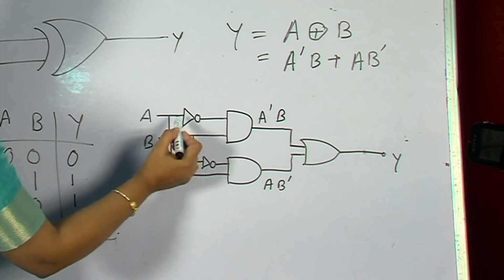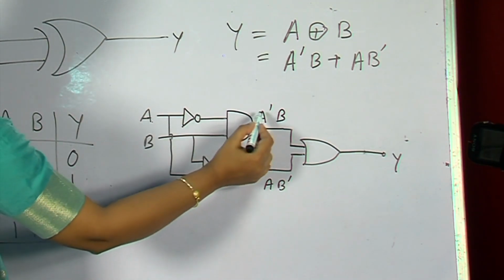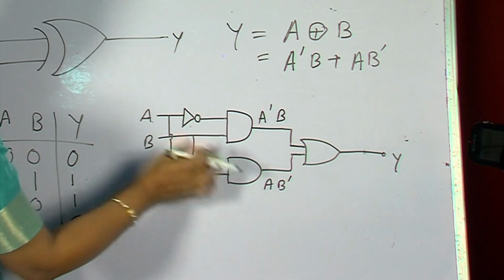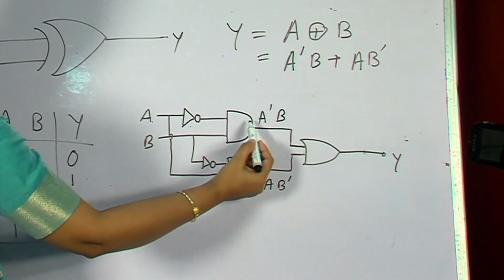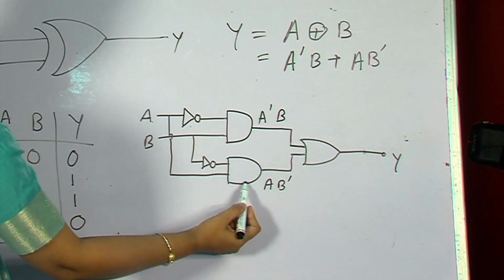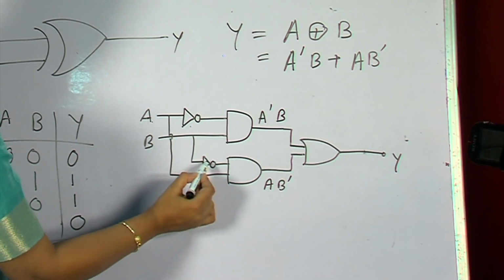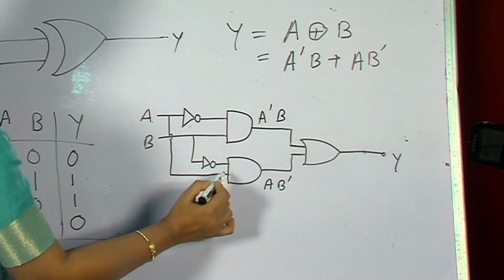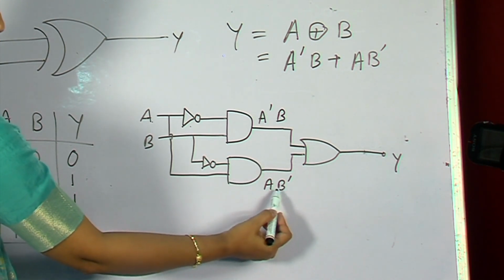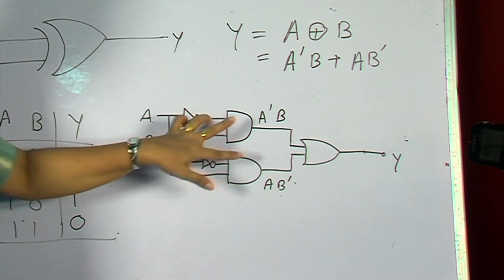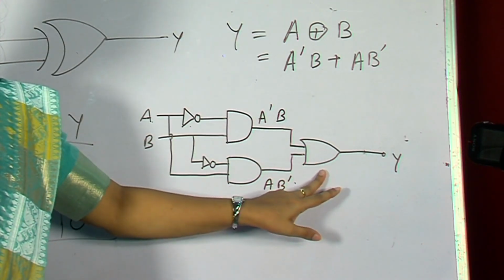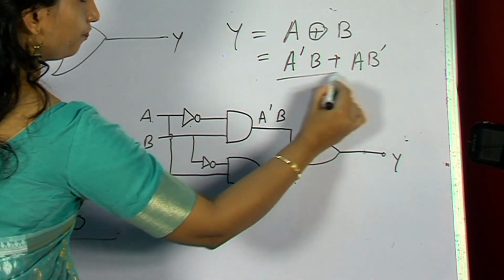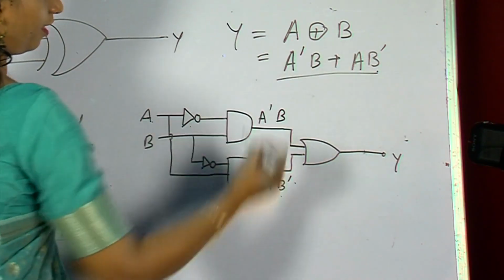Here A is the input, which is applied using a NOT gate to the AND gate. Two AND gates are there, and B is applied, so output will be A complement B. Then here again B is applied using a NOT gate to this AND gate, then A is directly applied, so output of this AND gate is A B bar. And in the output we have used an OR gate, that means it sums both the inputs, so Y is equal to A bar B plus A B bar.